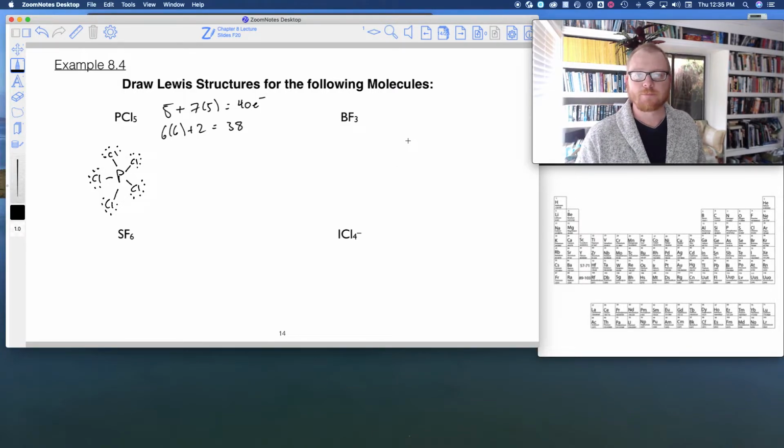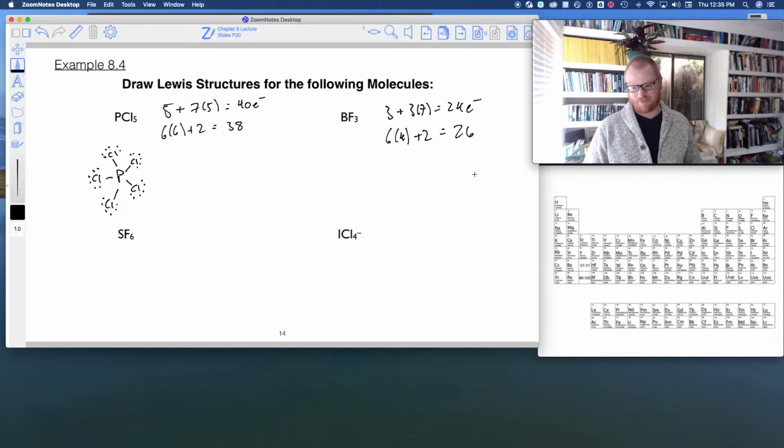BF3. 1, 2, 3 for boron, 7 for fluorine, and there's 3 of them to give me 24 valence electrons. Okay. What about Clark's rule? 6 times 4 plus 2 gives me 26.